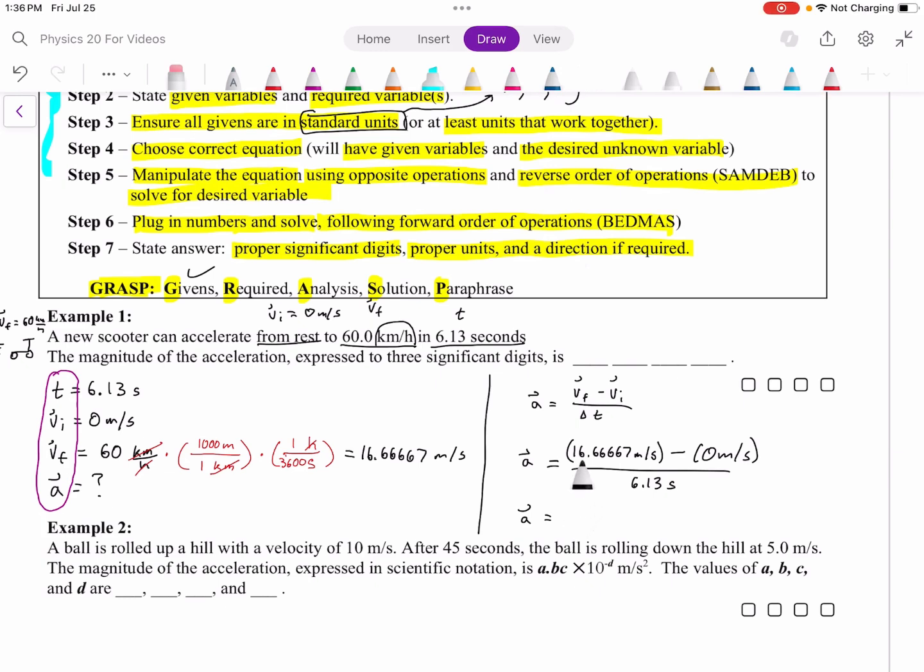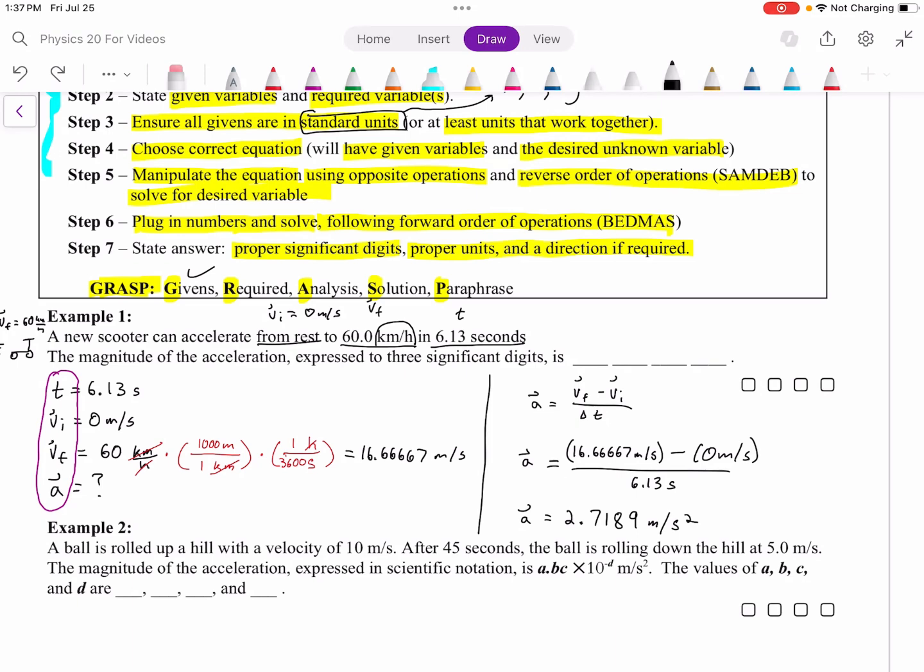So now we take out our calculator, we put that in, and we'll do forward order of operations. First, 16.6667 minus 0 is still just 16.6667. So divide that by 6.13, and I'm getting that the acceleration is 2.7189 meters per second squared, right? Now always, again, keep your unrounded answer because you might need it later for step 2 or something, okay? But in this case, for this part anyway, this is our final answer.